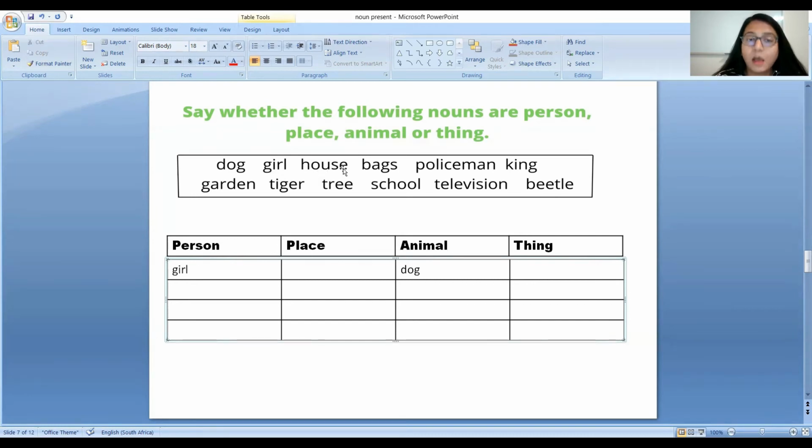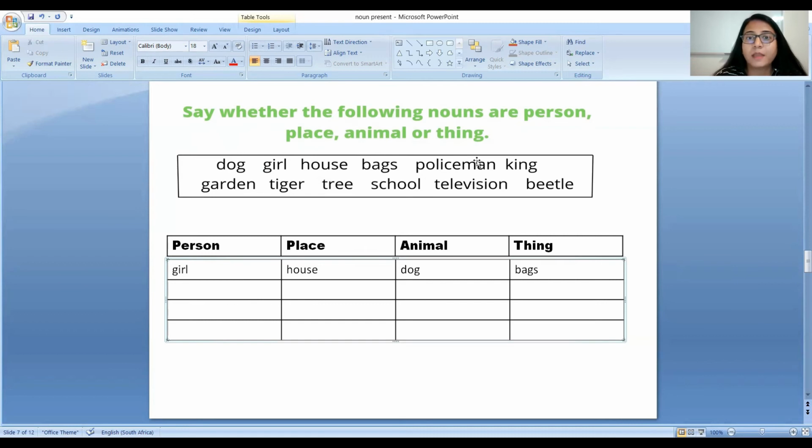Here we can see house. And house is a place. So that means house will come in this category. This is bags. Bag, we know it's a thing. So bags will come in the category of things.